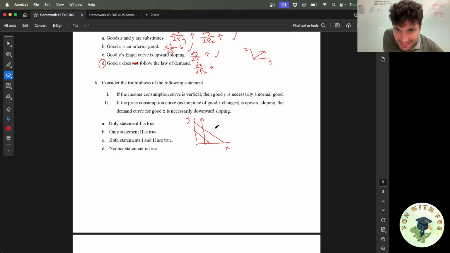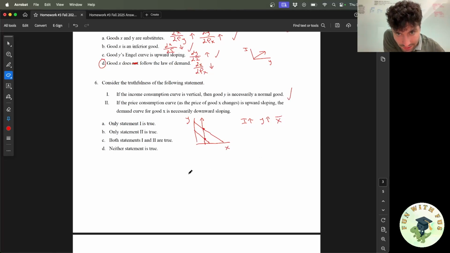But then good Y is necessarily a normal good. So what I am finding is that when we increased our income, my Y also increased. I went from this point to this point, so that is more Y, but my X stayed the same. And I don't know if I really care, because it doesn't ask me about the X, but income went up and Y went up, which is the positive relationship that we're looking for in a normal good. So I would say that that's in the clear.